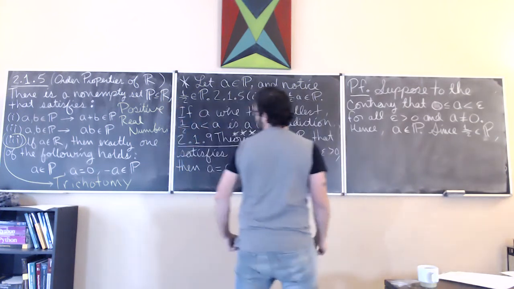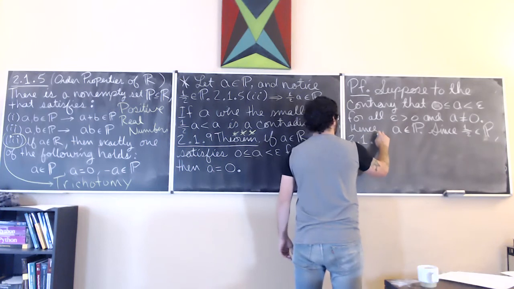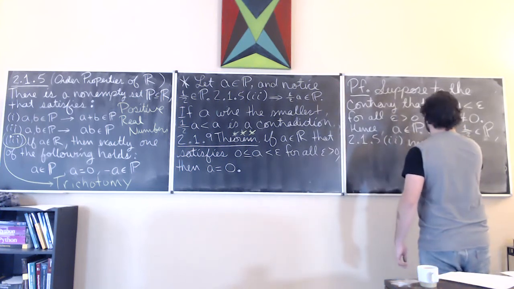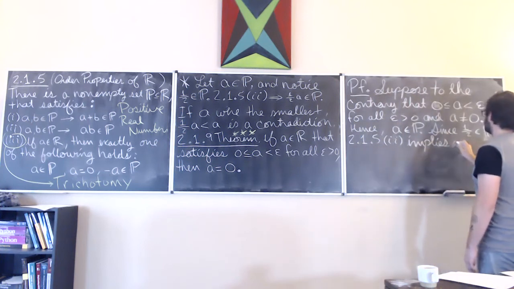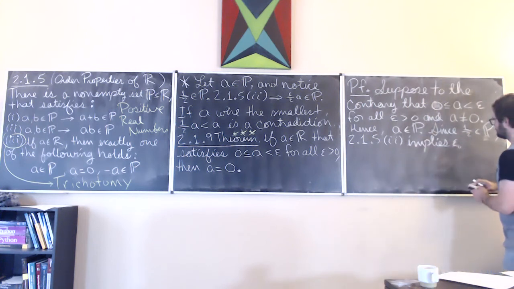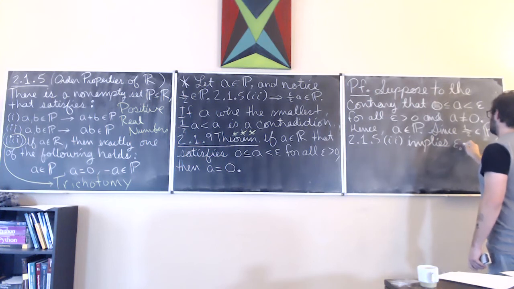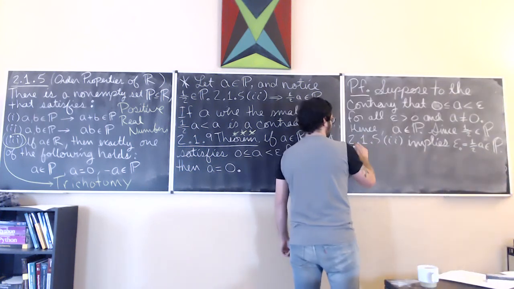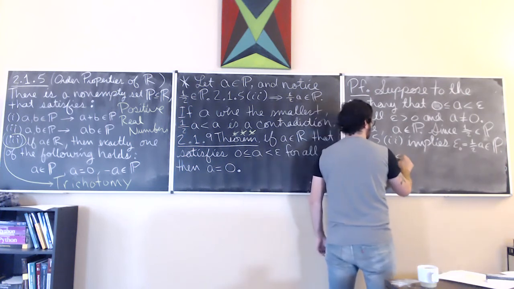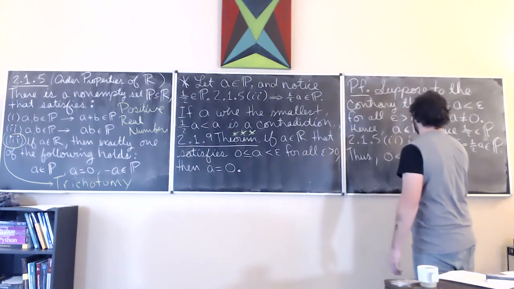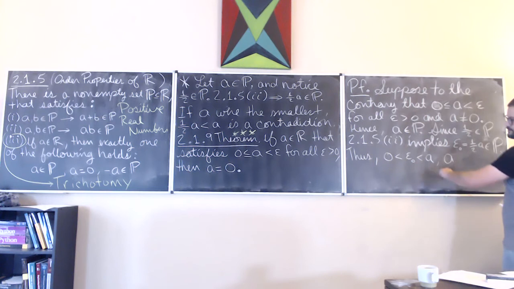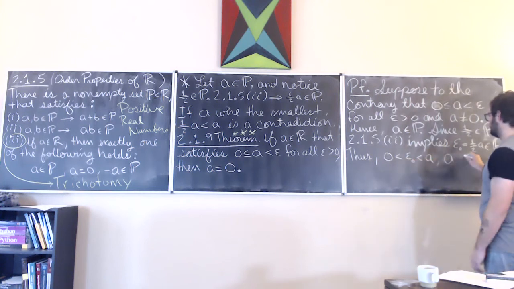property 2.1.5 part 2 implies that epsilon naught equals 1/2 times A is a positive real number. Thus, 0 less than epsilon naught, which is less than A. Contradiction, because A is supposed to be the smallest positive real number, so you shouldn't be able to squeeze anything below A and above 0. A contradiction.